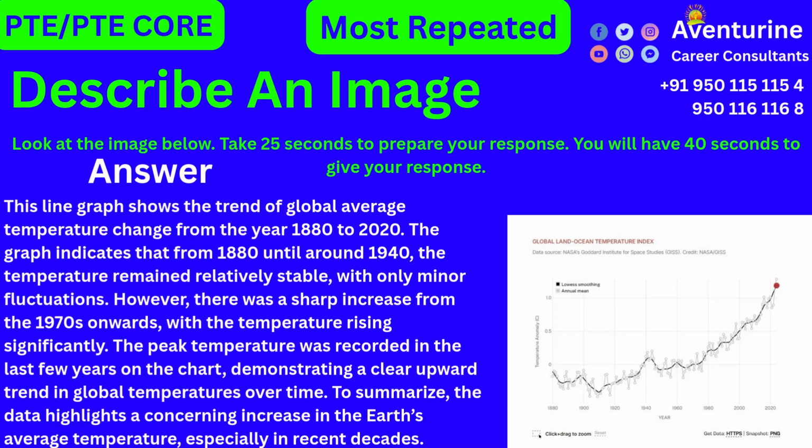The peak temperature was recorded in the last few years on the chart, demonstrating a clear upward trend in global temperatures over time. To summarize, the data highlights a concerning increase in the Earth's average temperature, especially in recent decades.